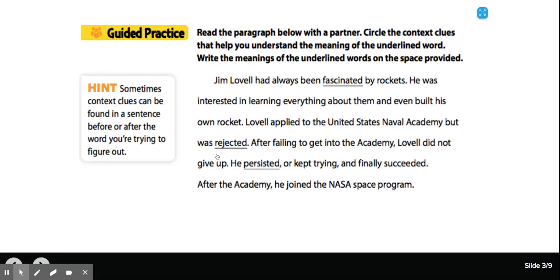Okay, I'm going to read this paragraph to you, and then we are going to talk about the underlined words and determine what they mean by looking for context clues.